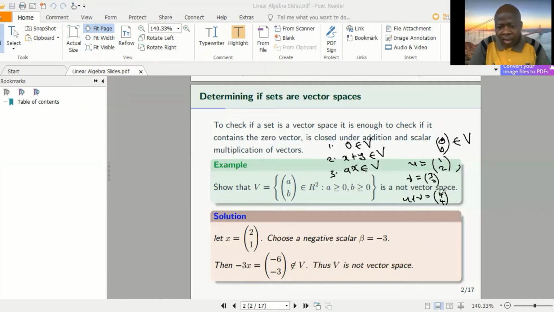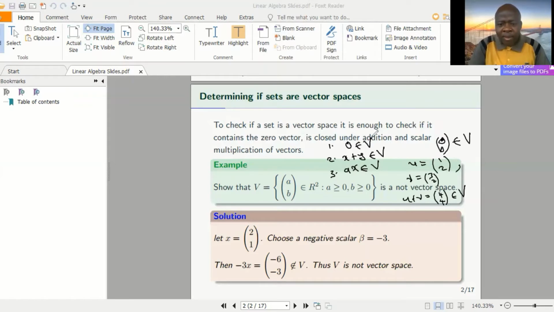And you notice that our A here is greater than 0, and our B here is greater than 0. So this one is in V. This one is in V. So this property is also satisfied. That if I were to choose any two vectors from V, their sum will be in V. So the question is, which of these three properties is not satisfied?